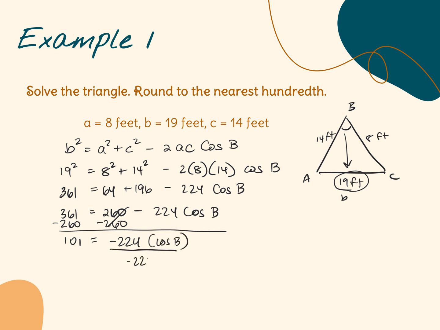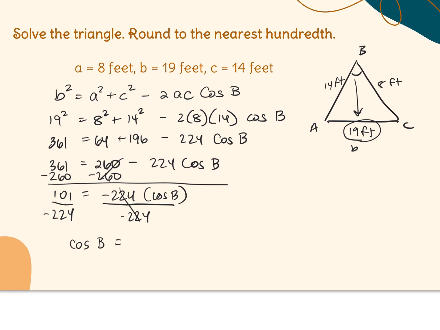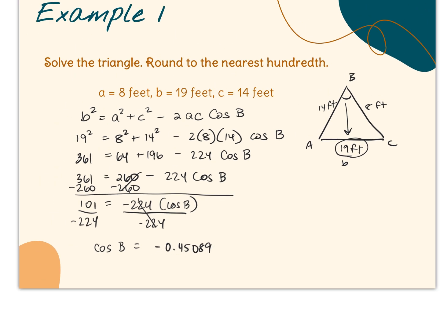Divide by negative 224. Again, your algebra is going to be really important here. And basically, you're going to get that the cosine of angle B equals 101 divided by negative 224. So it's going to be negative 0.45089. Now again, B is an angle. And when I'm looking for the angle, you're going to do the inverse of this amount.